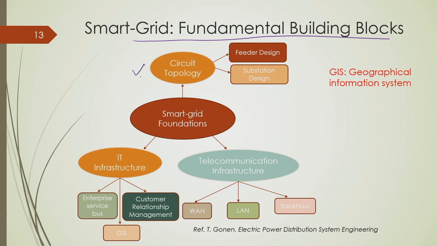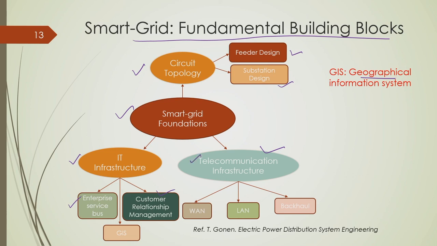One is circuit topology: what sort of advancement we require in circuit topology. We need advanced feeder design and substation design. Also, what other smart grid functions we require. One is the inclusion of IT infrastructure, information technology infrastructure, and another is telecommunication infrastructure. Under this IT infrastructure, we have the use of geographical information systems, the enterprise service bus, and customer relationship management.